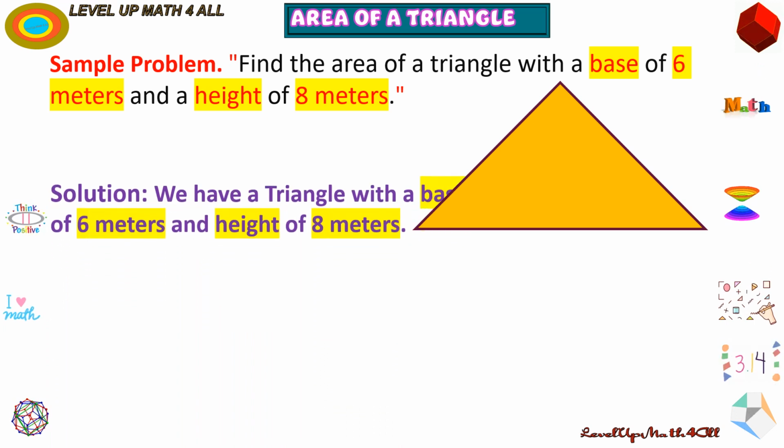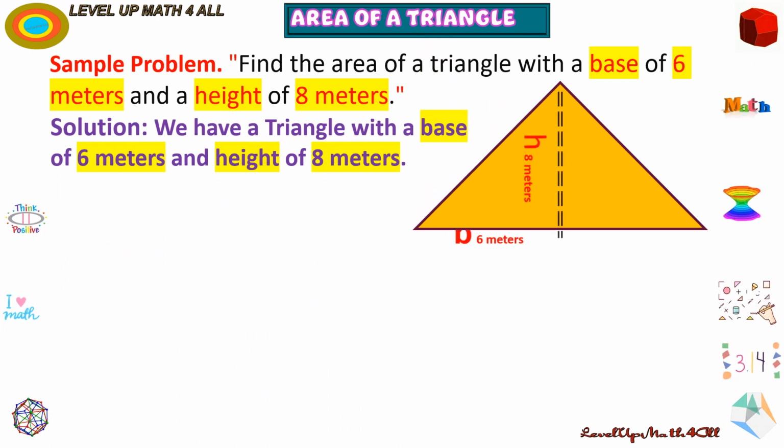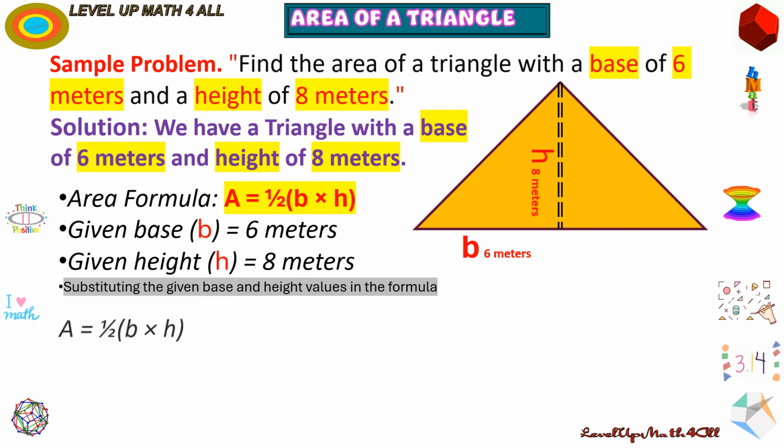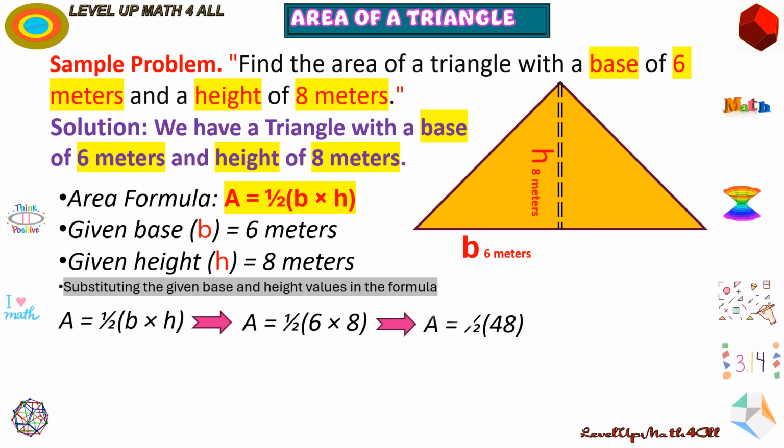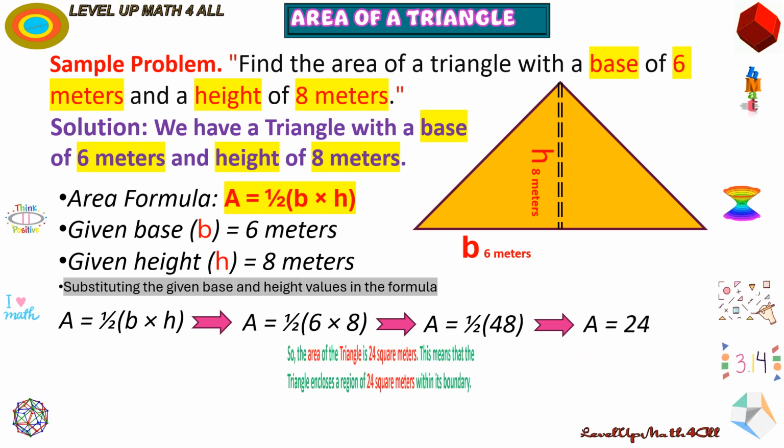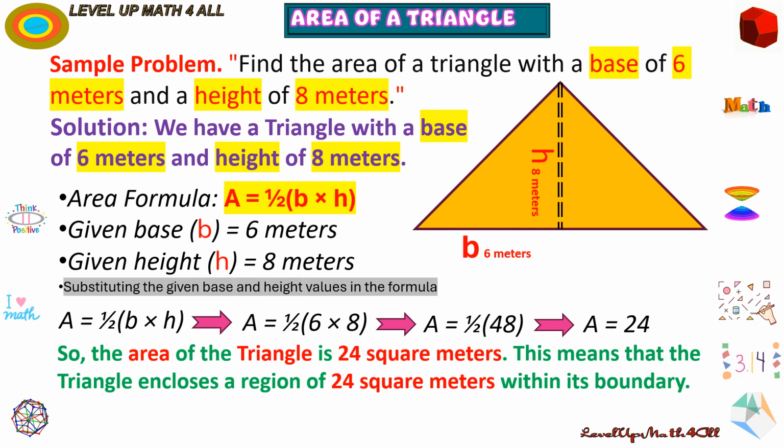So for the given problem, we have to find area of a triangle where the given base is 6 meters and height is 8 meters. If we apply this information to the picture, we see the base is 6 meters and the height is 8 meters. As I mentioned, this should be a perpendicular touching from the top point to the base.